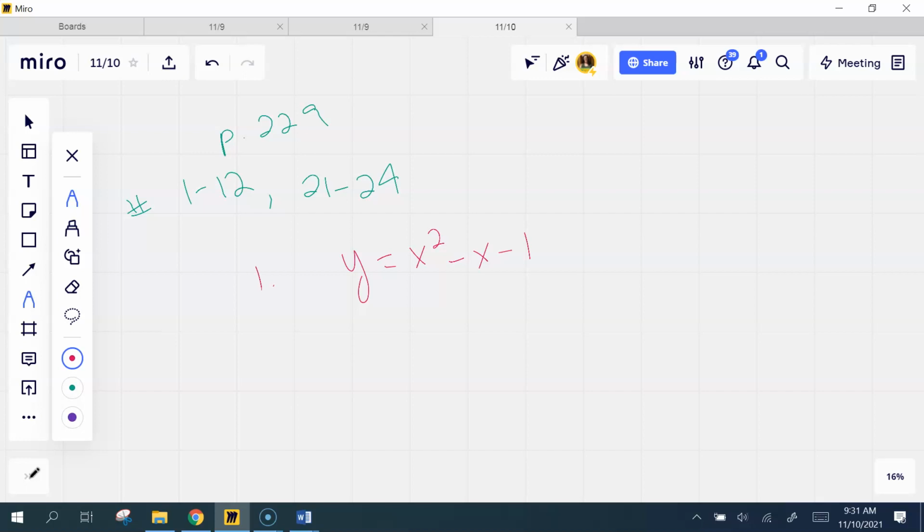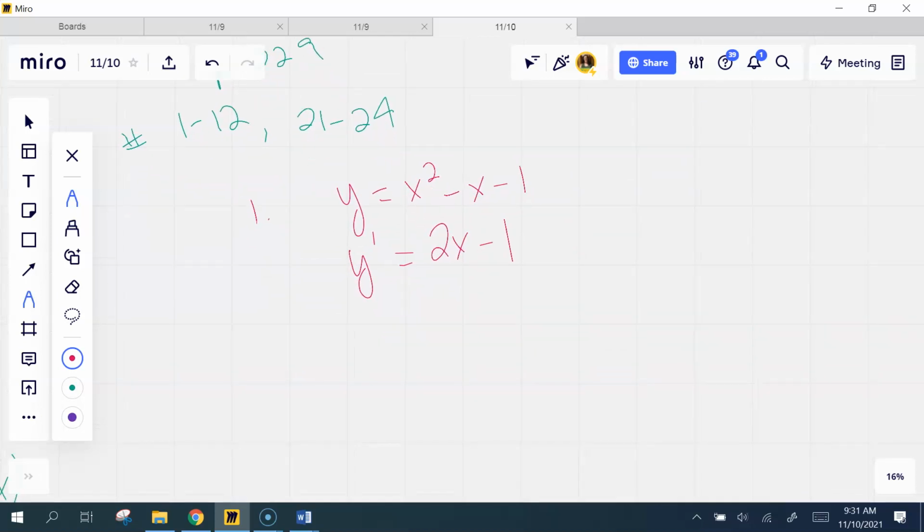All right, how can I use the first derivative test? What do I do first? You're going to find the first derivative. That's exactly right. All right, so the first derivative is 2x minus 1. You just jumped ahead. That's right. Set it equal to 0 and solve.